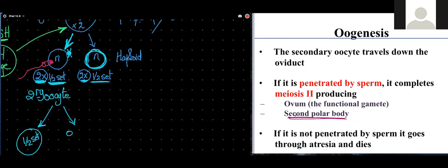So this first one is going to be the first polar body, which makes sense. The first one that gets formed, the first polar body. The second one that will be formed is going to be the second polar body.